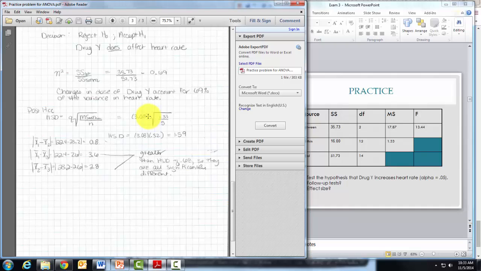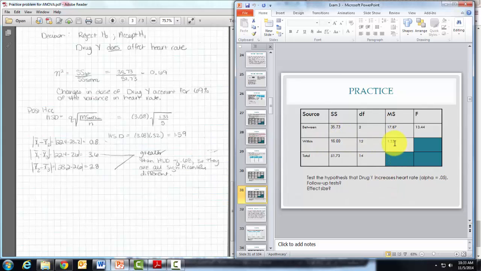All right, then I'm just going to take the square root of our mean squares within, which from our source table is 1.33, and divide it by n, the number of people per cell, which is 5. So I'm going to take 1.33, divide that by 5, then take the square root, which equals 0.52, and now I can take 0.52 times my critical Q value, 3.08, and I end up with an honestly significant difference comparison value of 1.59. So this is the comparison.